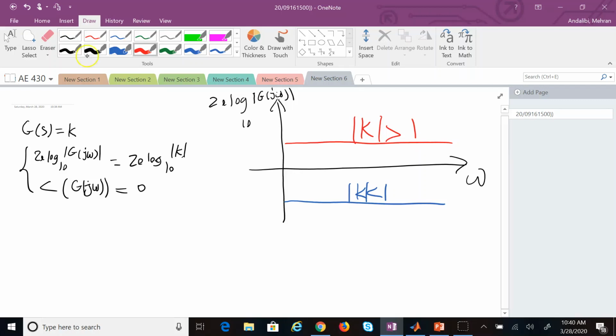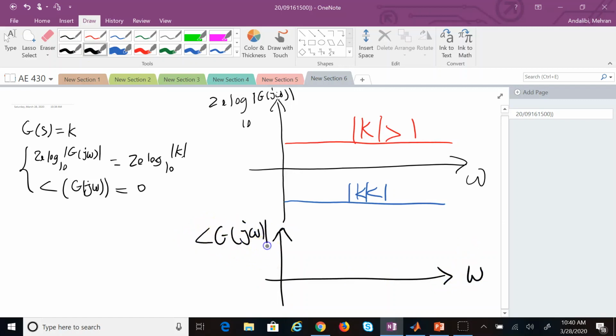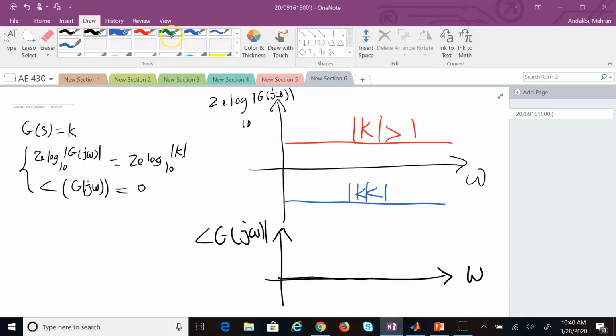And what about phase? Well, it's quite clear, right? It's just 0. So no big deal here, just 0. So this is the Bode plot for a constant gain.